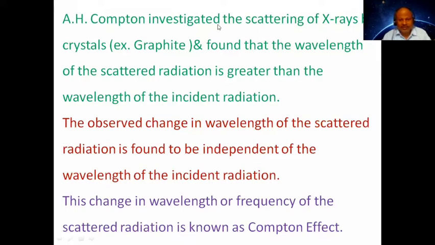So this Compton investigated the scattering of X-rays by crystals and found that wavelength of scattered radiation is greater than wavelength of incident radiation. Scattered radiation की wavelength ये incident radiation से ज़्यादा रहेंगी. The observed change in wavelength of the scattered radiation is found to be independent of wavelength of incident radiation. कि जो कुछ भी observed change है wavelength में of the scattered radiation, it is independent of wavelength of the incident radiations. तो this change in wavelength or frequency of the scattered radiation is known as Compton effect. इसको ही क्या कहते हैं? Compton effect ऐसा कहते हैं.